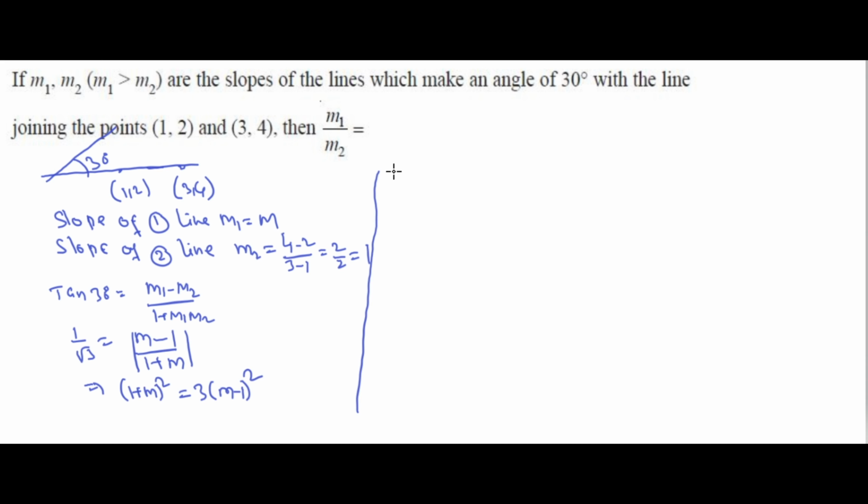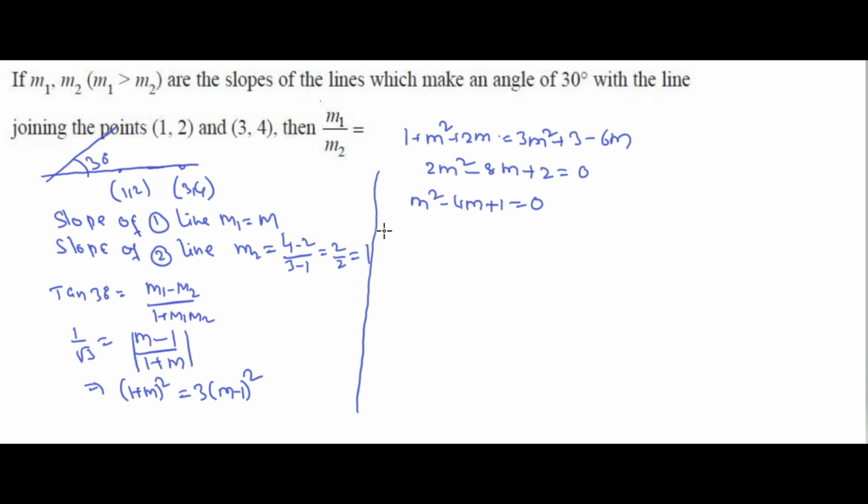1 plus m square plus 2m is equal to 3m square plus 3 minus 6m. So 3m square minus m square, that is 2m square, minus 6m minus 2m, that is minus 8m. 3 minus 1, that is 2, is equal to 0. Take 2 common: m square minus 4m plus 1 is equal to 0.